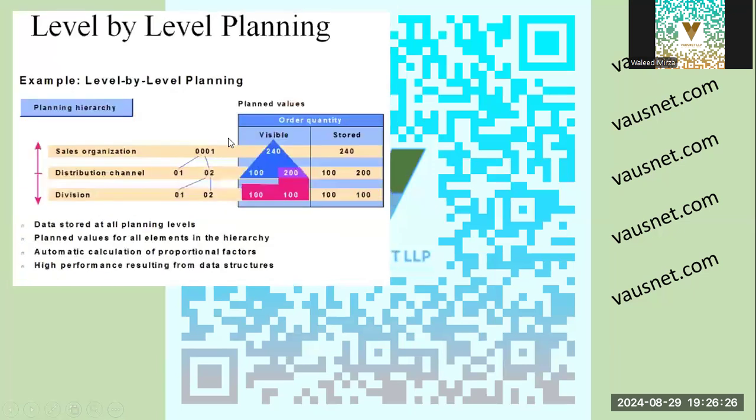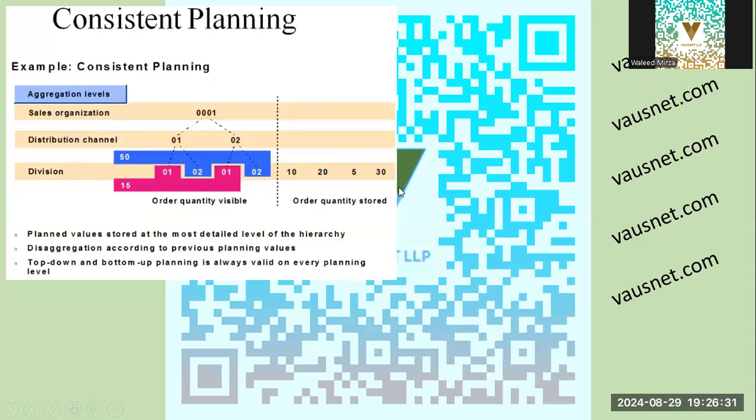Okay. Now, level by level planning, the first one was consistent planning. Now this is level by level. So this was uniform.